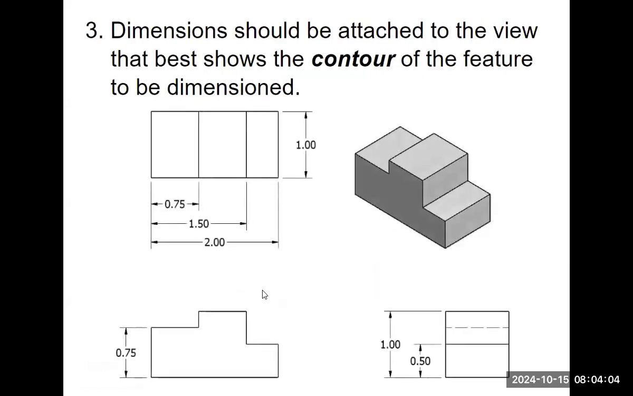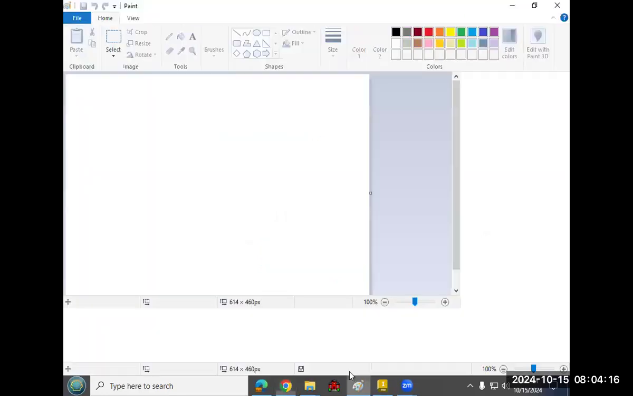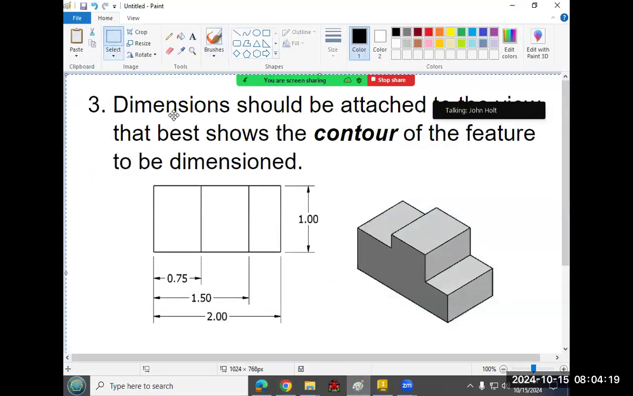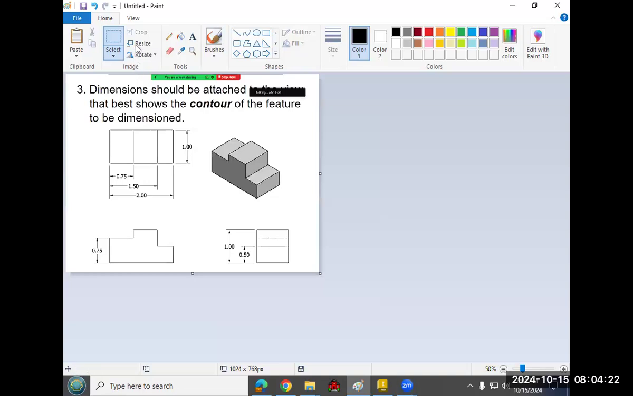Okay. When in doubt, we want to put dimensions on the view that has the contour. Okay, the contour is the shape of the object, like the outer edge of the object. And can this zoom out? There we go. Okay, so on this particular shape right here, on the front view, you can see the shape of the object goes like this. Okay, this adds information to what the actual shape looks like.